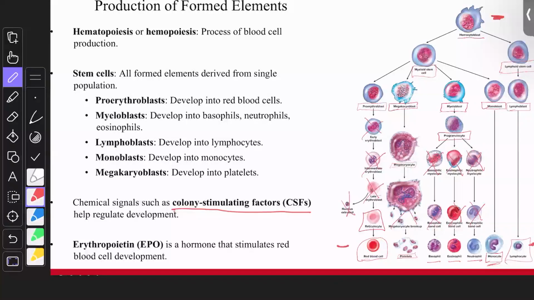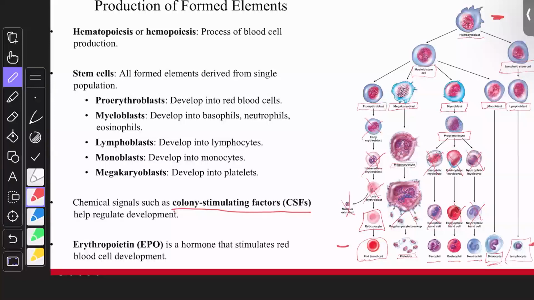Told you we weren't done. The hormone that we need to make red blood cells is erythropoietin. EPO is how you'll see it very often referred to, right? Its job is to encourage the body to make more red blood cells.